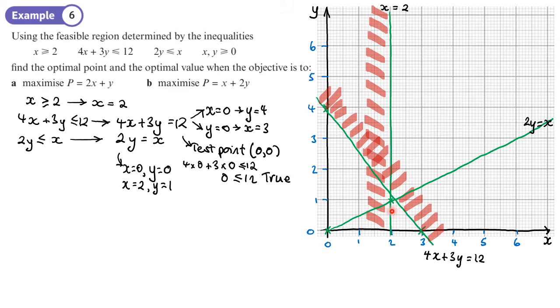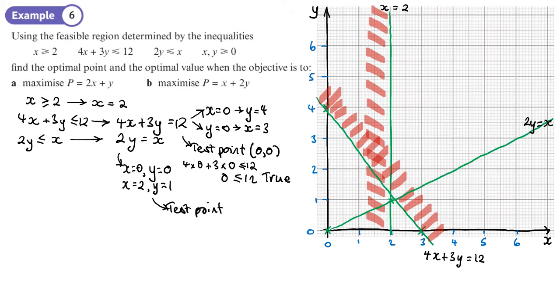And just like before, we need to decide which side to shade. I'm guessing it's the top part. That would make sense, otherwise I've got that little tiny area there. But let's just check, let's pick a test point. So I will pick the test point.